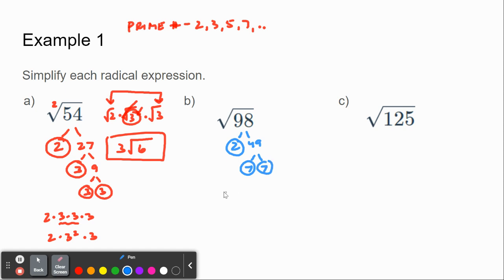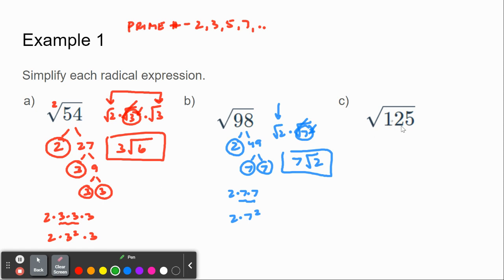I stop. So 98 is 2 times 7 times 7. Well, we can group those two 7s and make it a 7 squared. So 2 times 7 squared. And now I'm going to rewrite it as the square root of 2 times the square root of 7 squared. Because the 7 squared is underneath the square root, they cancel. The 7 comes out. This square root of 2 is going to be locked inside the square root, so you need to write it with a square root. And there we go, 7 square root of 2.